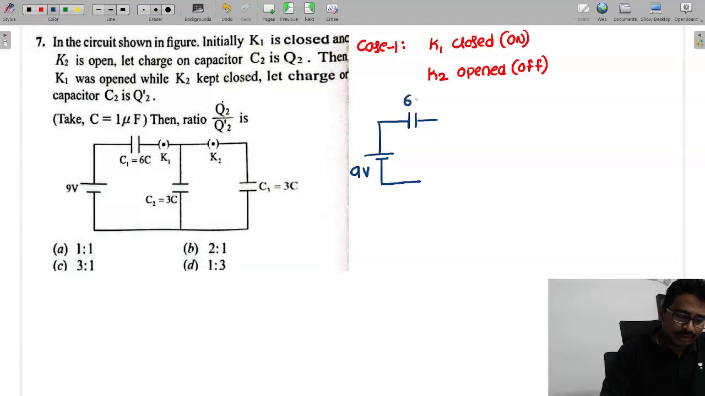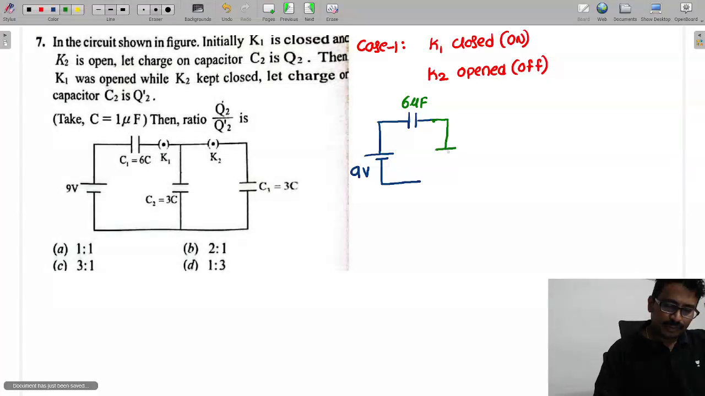And this is C. They have given it as 6, so I can write it as 6 micro. So this is 6 microfarads. And C is connected. And this capacitance is how much here? So this is 3 microfarads.